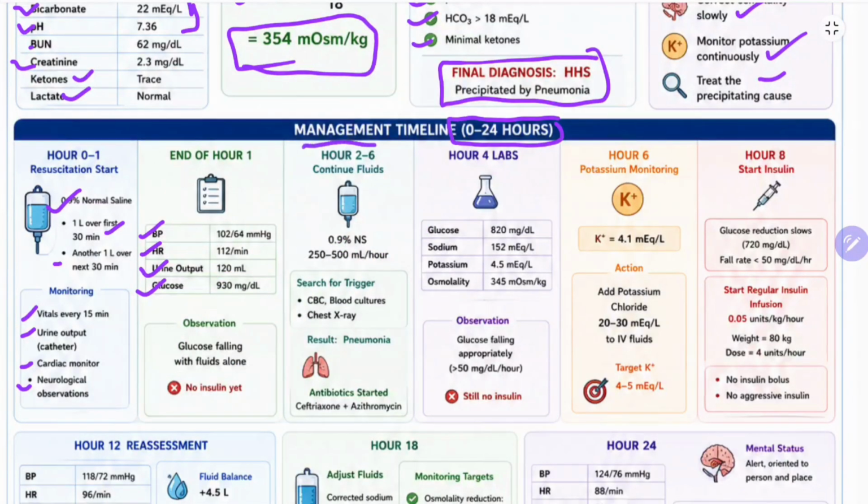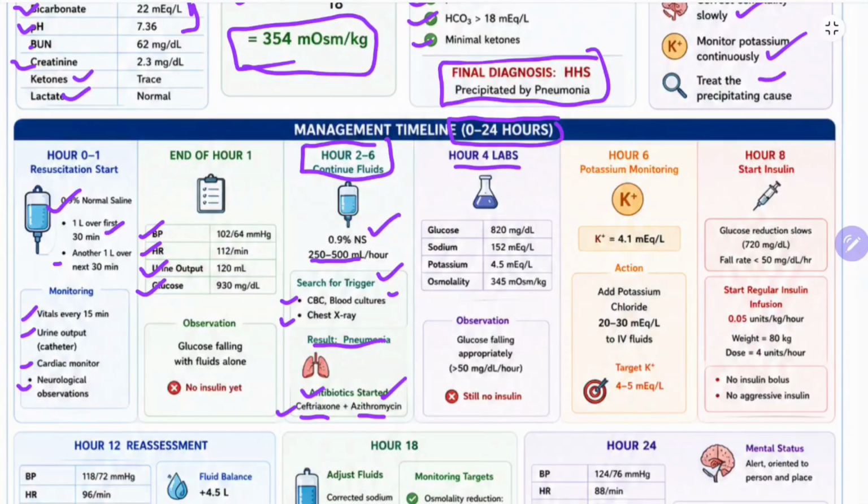Hour 2 to 6. Continue the fluids, 0.9% NS, 250 to 500 ml per hour. Search for the trigger. Send for CBC, blood culture, chest X-ray, urine culture. The result is there was pneumonia. Antibiotics were started, ceftriaxone plus azithromycin. Azithromycin will cover the atypical and gram positive. Ceftriaxone will cover the gram negative.